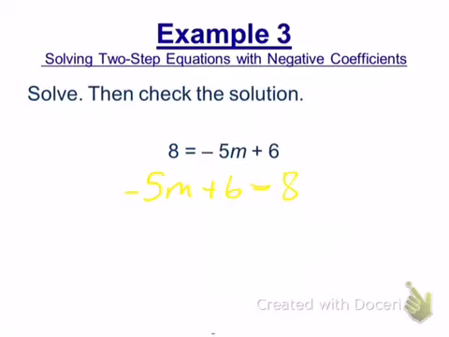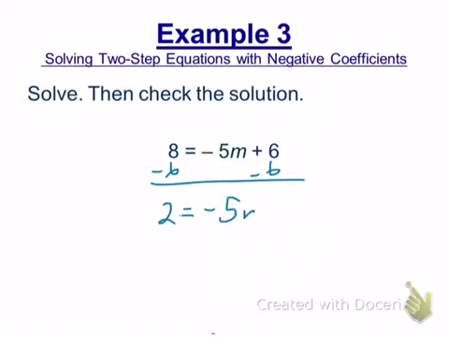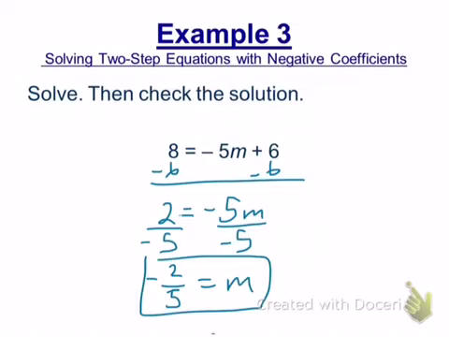How would we get the variable by itself here? Sean? You subtract 6 from both sides. Subtract 6 from both sides, and you get 2 equals negative 5m. Then you divide each side by negative 5, and you get m equals negative 2/5, which we can write either way. You could write it as m equals negative 2/5, or you could write negative 2/5 equals m.